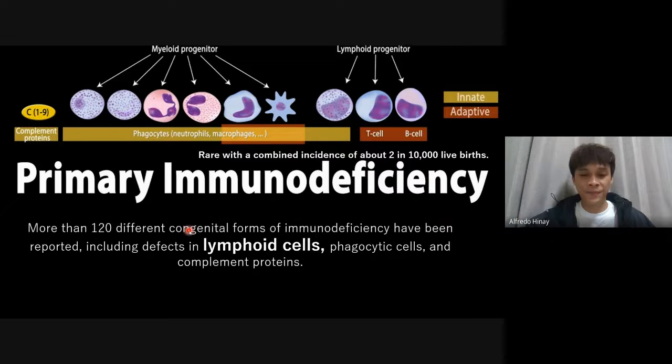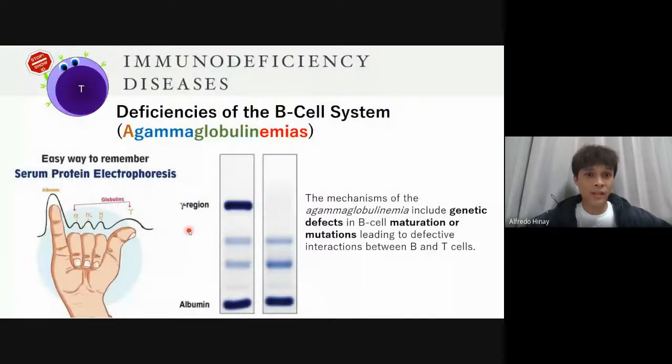Okay, and then in this video lecture, I will try to cover the defects of your lymphoid cells. The phagocytic cells, I will try to cover on the second part of the video lecture. Pero very short lang din. Okay, and with the complement proteins, I believe that I was able to cover that slightly in your complement discussion. Okay, so let's move to the deficiencies of your B cell system class.